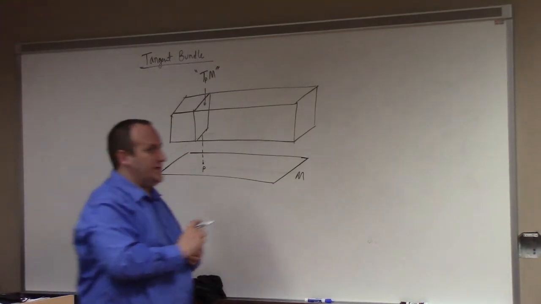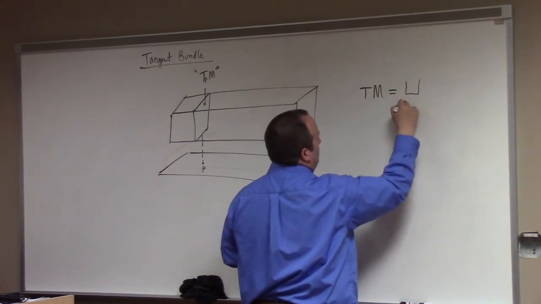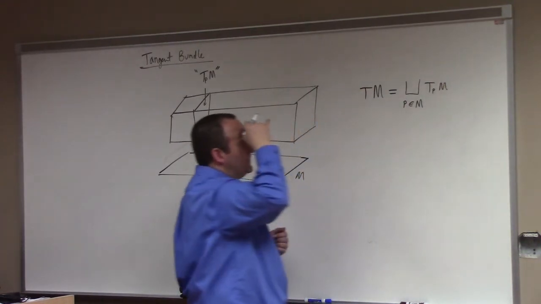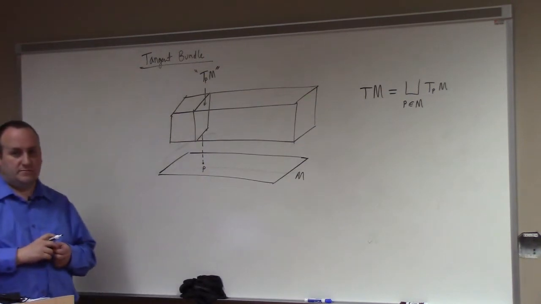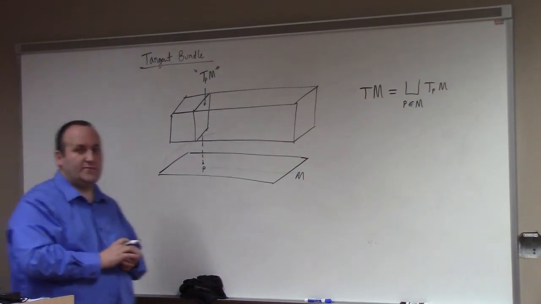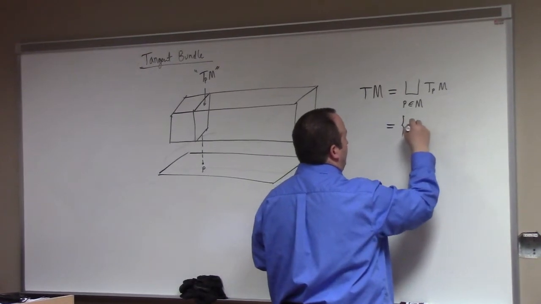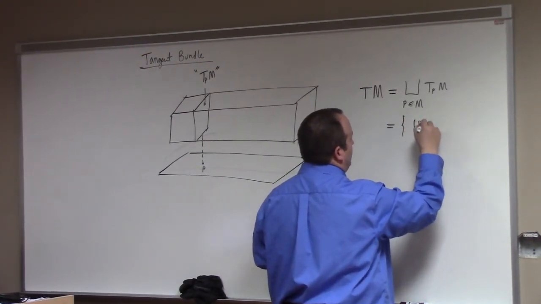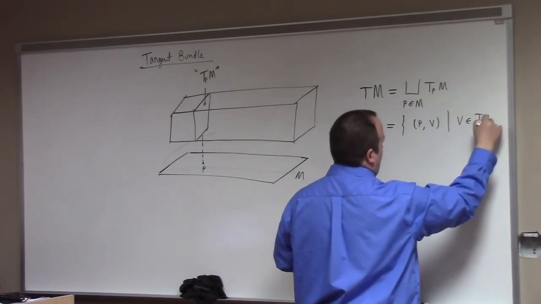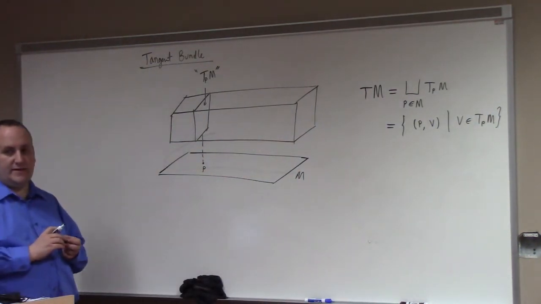But formally speaking, the tangent bundle is, as a set, the disjoint union over p in M of T_pM. So you just glue all the tangent spaces together. And the way to describe something in the disjoint union is something like this. You can look at that as pairs (p, v) such that v is in the tangent space to M at p. Anything in there looks like that.